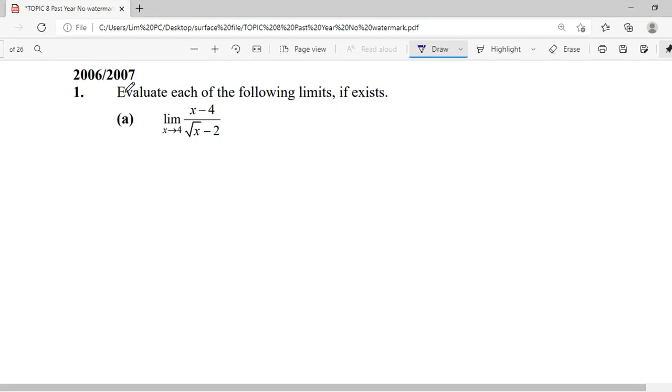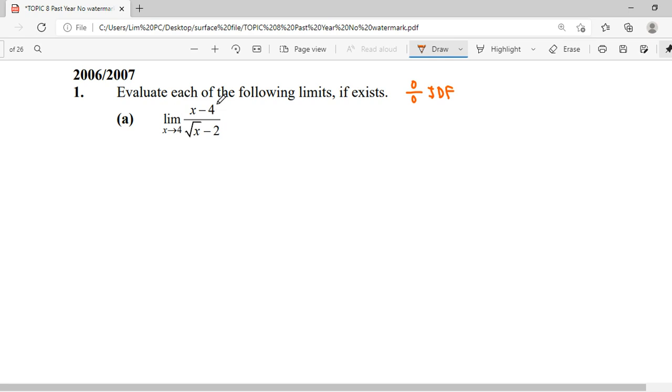So for question 1, evaluate each of the following limits if they exist. So we just try to substitute. When we have a limit at a point, x approaches 4, we just try to substitute to see whether we get a value or not. When I substitute 4 at the denominator, square root of 4 minus 2, it is 0. So this function is in IDF.